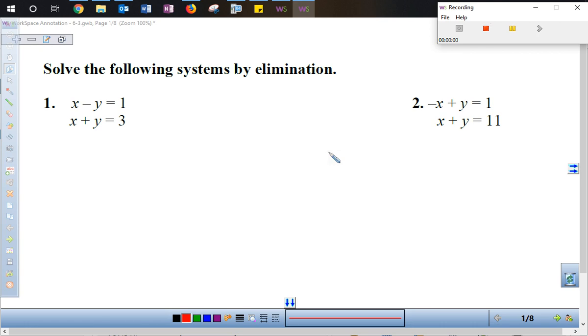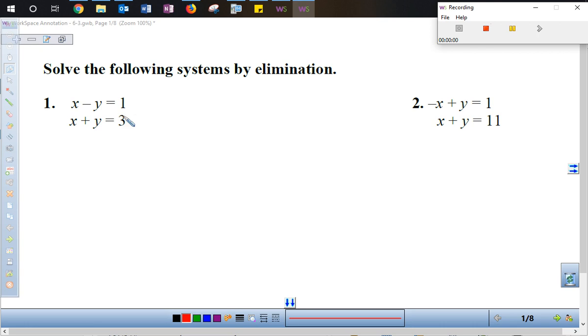Now to solve by elimination, you have to have a couple of things. First of all, you have to have all of your terms lined up. We want the x term to come first, the y term to come second, and the constant to be by itself. So I want the x's on top of the x's, the y's on top of the y's, the equal signs on top of the equal signs, and the constants on top of the constants.